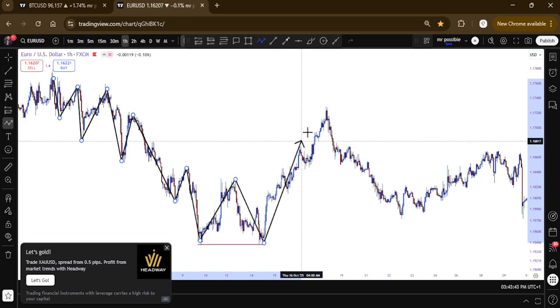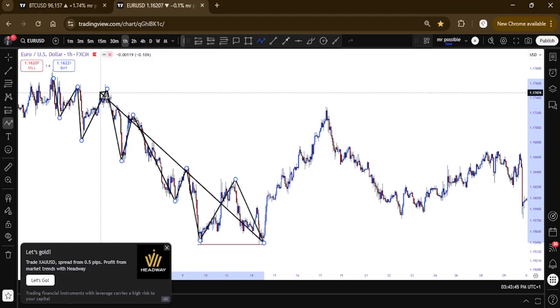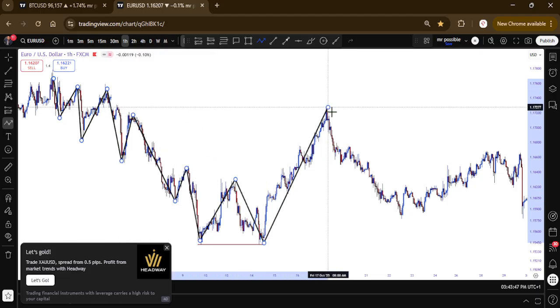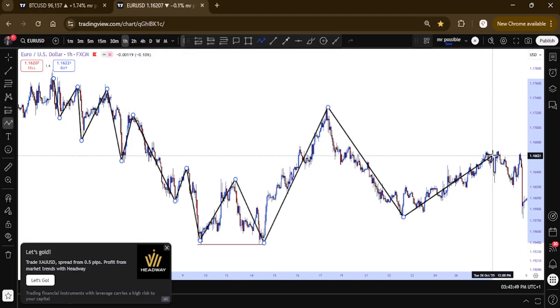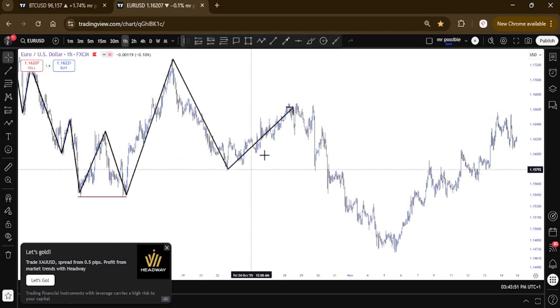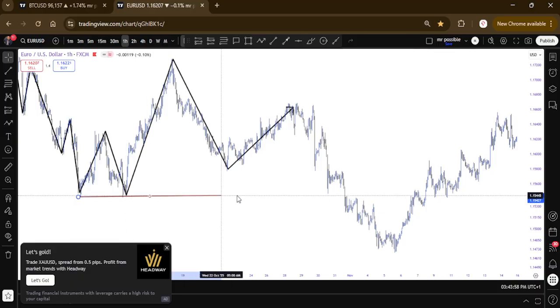Instead, I will know that price wants to what? Grab inducement and continue the downtrend, like it did here. You understand? Price finally came and broke this support. You see that?